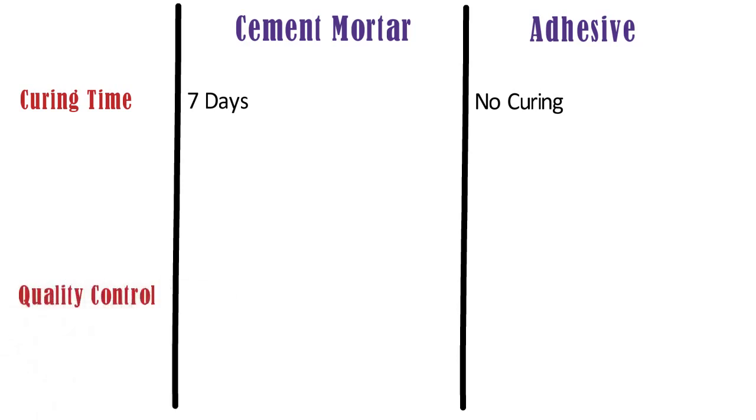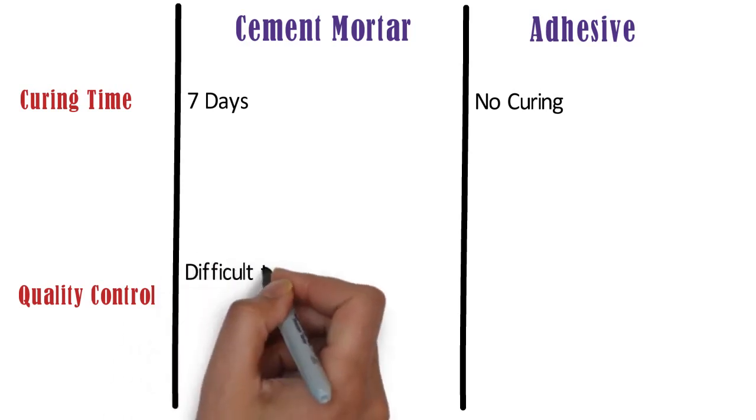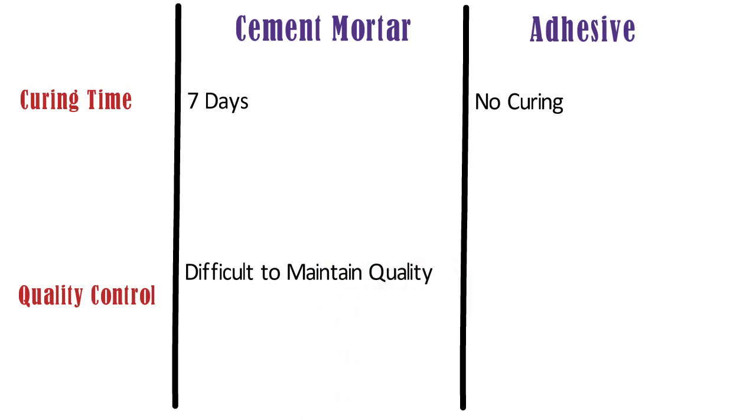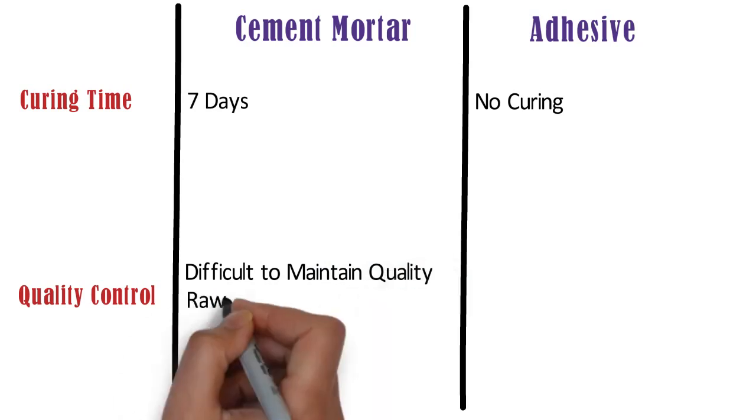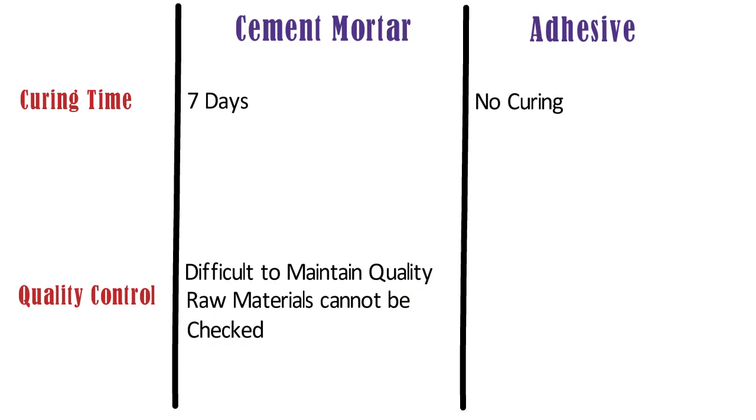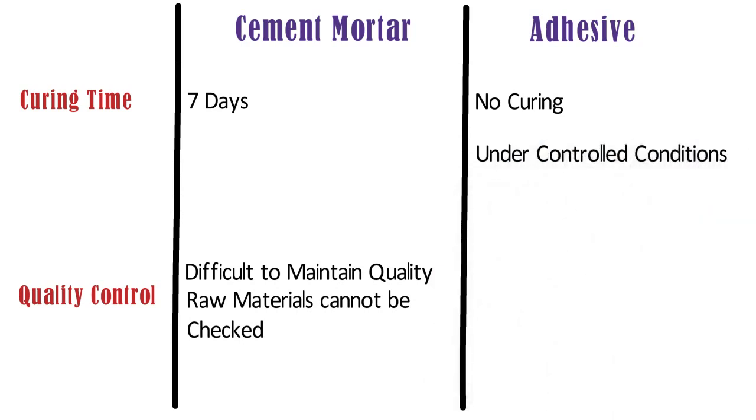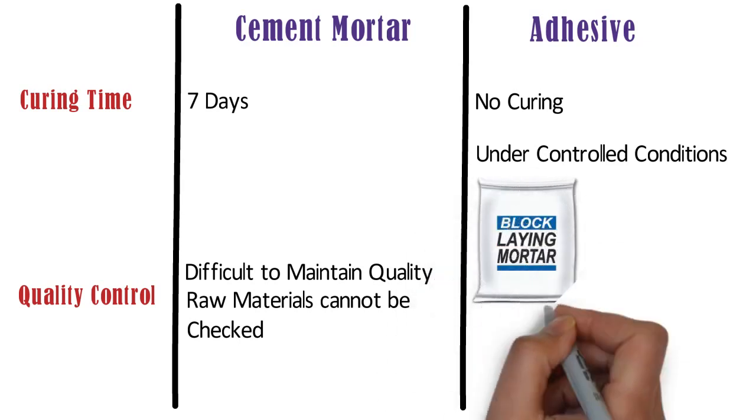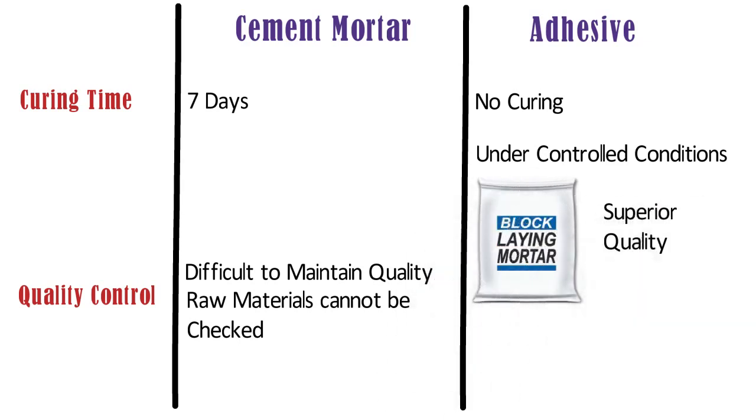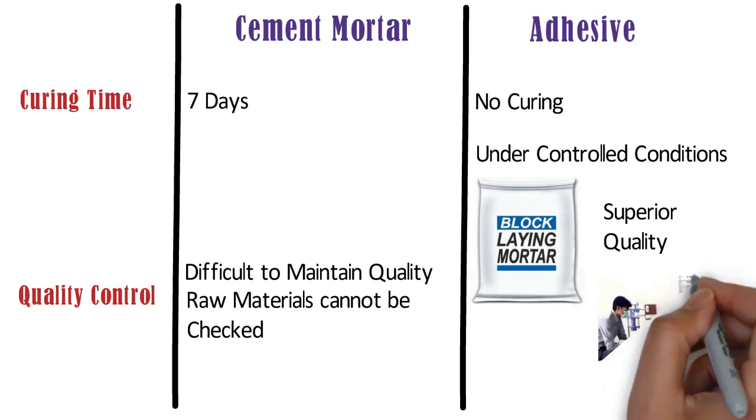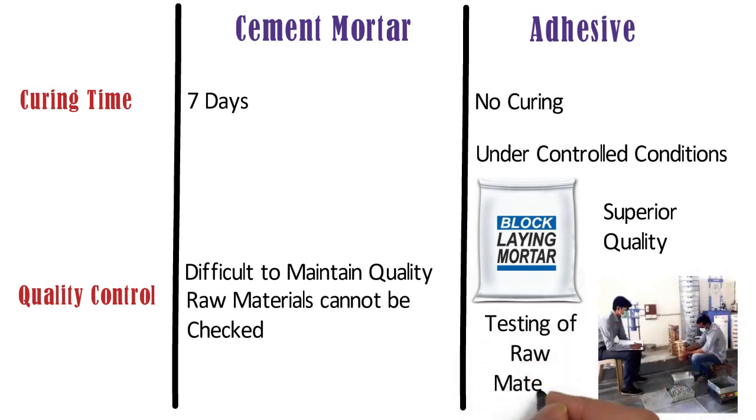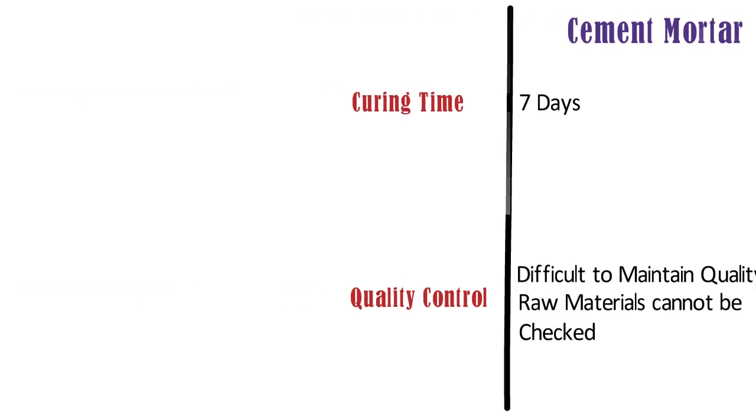Quality control. Cement mortar is prepared on site, and sometimes it is difficult to maintain the quality of mortar as it is being prepared on site. Also, the raw materials cannot be checked for quality at site. Whereas adhesives are manufactured in factories under controlled conditions, the quality control measures can be effectively observed and the ultimate product is of superior quality. The manufacturers test the raw materials and then use them in the manufacturing of the adhesives.